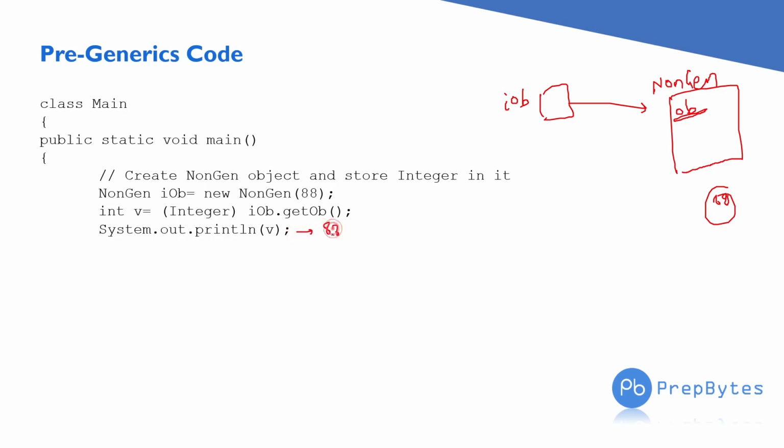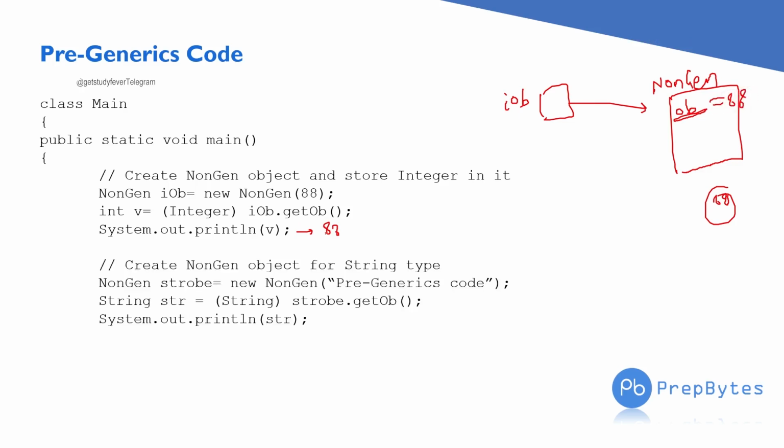So no issue. What I have done is create a generalized class, NonGen, whose object is initialized with the value of an integer, as you can see here. Now, since this is generalized, I will create a NonGen object for a string type. Now I can do that.